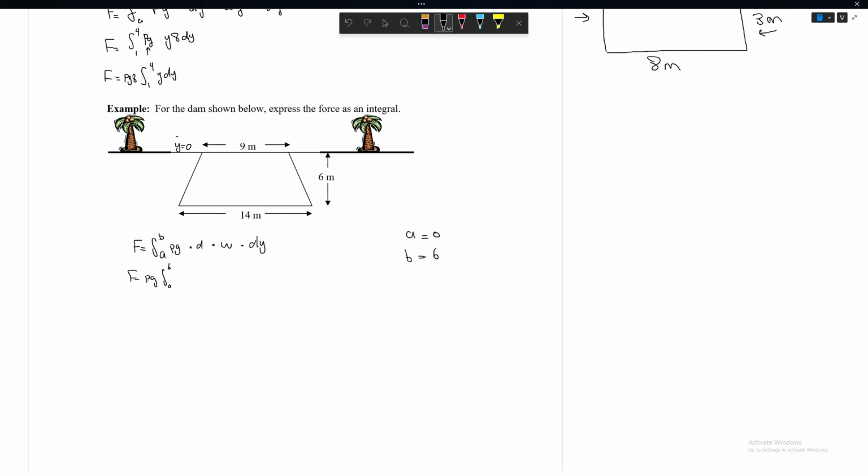Now ρg, I took it outside, right? Times, now what is our function here? It's still just y. That's our depth. Our depth is vertical, right? However, our width, as you can see, is different. So the width here is different than the width here, and the width here is different than the width here. And you see, that is why we need a function for our width. But for our depth, we don't. It's just the depth of y, right? So y starts from 0 to 6, and the depth is from 0 to 6. And that's why it stays out with y.